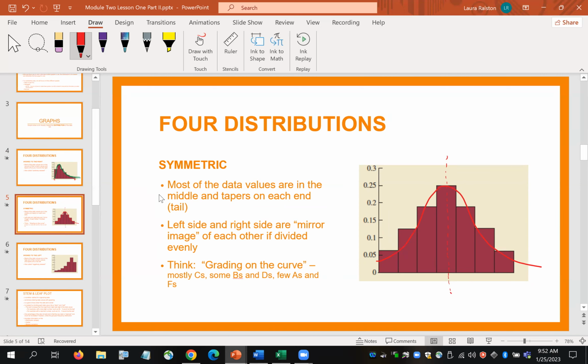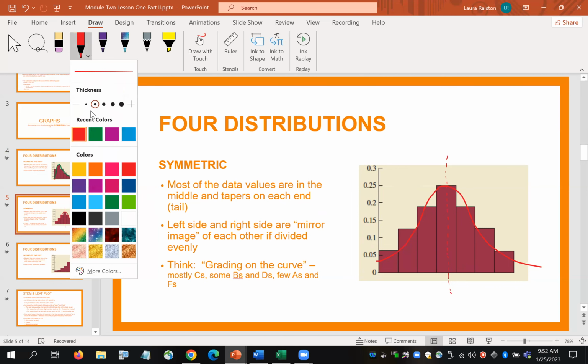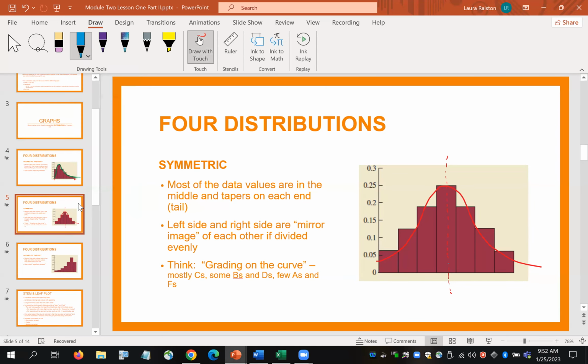A great example of this distribution, when you hear instructors or professors talk about, quote, grading on the curve, they're trying to get this kind of distribution where they have a lot of C's, a good bit of B's and D's, but not very many A's or F's. So if you think about this like grading on the curve, let me change colors. This would be like you have a lot of C's in the middle. You have some B's, a good many B's and D's, and very few A's and F's.